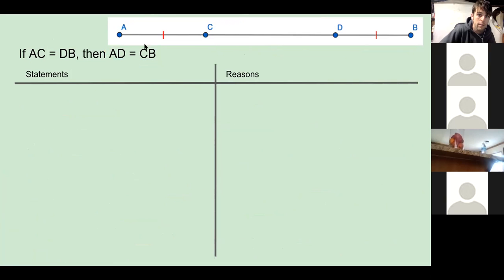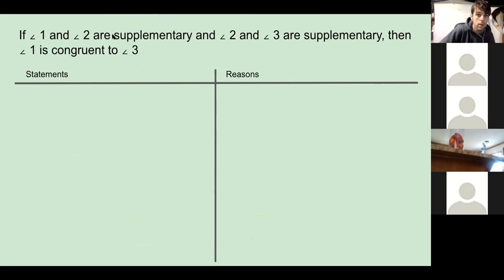All right, let's move on. One more proof that we can do. This one here is going to be somewhat similar to what we just did. So I'm going to show how we can do this one.